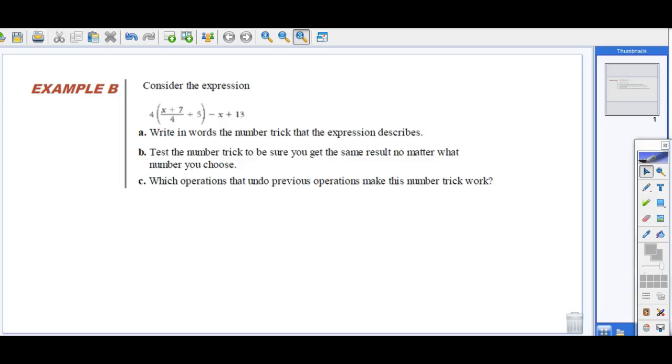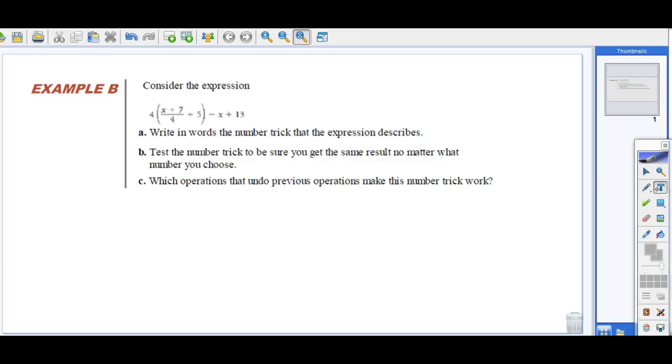Everyone, welcome to 2.7 example B. It says, consider the expression, and now it's a little hard to read, 4 parentheses x plus 7 over 4 plus 5, all minus x plus 13. So what we have to do is write in words the number trick that the expression describes, test the number trick to be sure you get the same result no matter what number you choose, and which operations that undo previous operations make this number trick work.